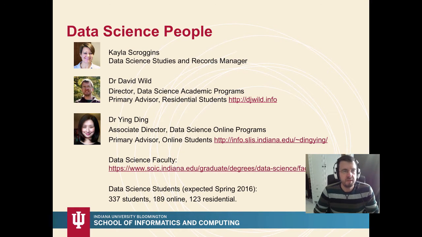The first person you're probably going to come into contact with is Kayla Scroggins. She's our data science studies and records manager. She oversees all of the administrative aspects of the data science program, the student records. She's the person who can fix things when they go wrong, when you need to know something about funding or your records or how to do something. She actually manages a staff of people in the data science office, so when you send questions in, it'll either be Kayla or one of the staff who work with her who get back to you.